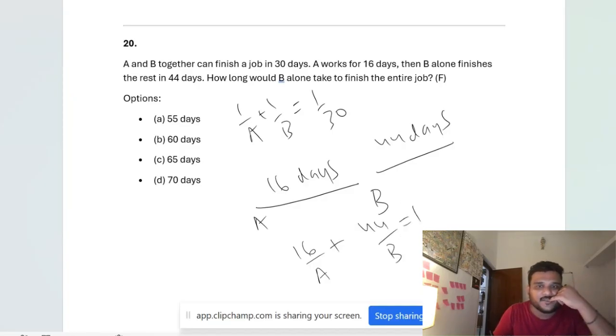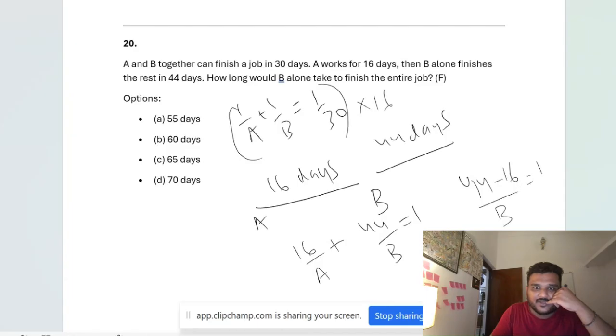So we have these two equations, and we need to find out B. So we need to eliminate A. Can I multiply this equation into 16 and then subtract? Let's subtract this minus this. So can I say 44 minus 16 upon B is equals to 1 minus 16 by 30? So this becomes 28 by B equals 14 by 30, so B is 60. Simple, right? So this is the answer.